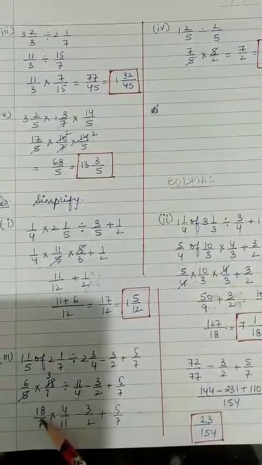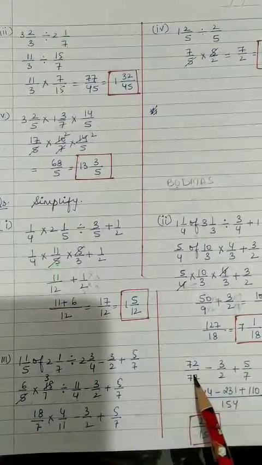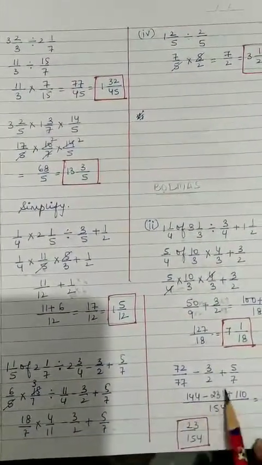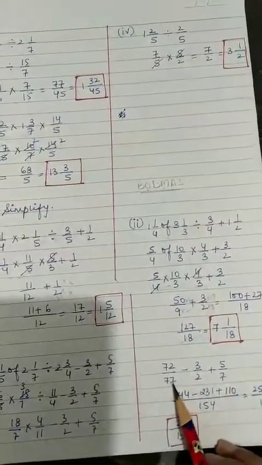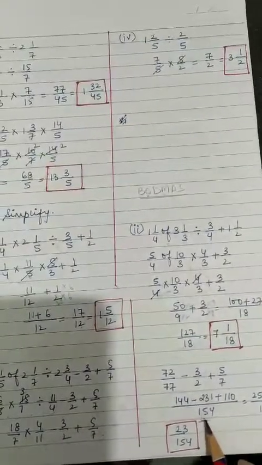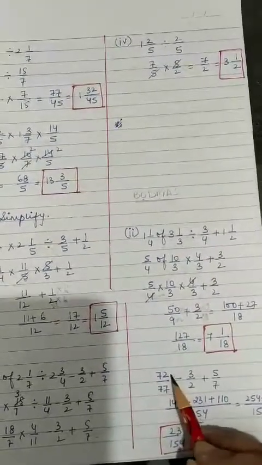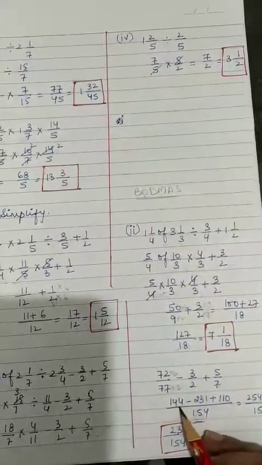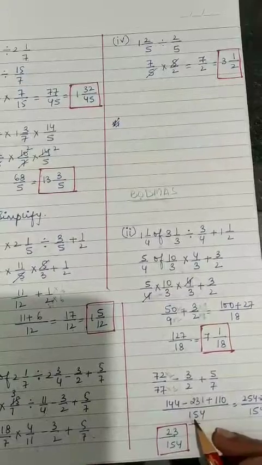And now multiply them. 18 into 4 is equal to 72, and 7 into 11 is equal to 77. Then minus 3 by 2 and plus 5 by 7. According to BODMAS, we have to first of all add the terms, or directly we can also take the LCM. LCM of 77, 2 and 7 will be 154. 154 divided by 77, we will get 2. So multiply with 2, you will get 144 here.